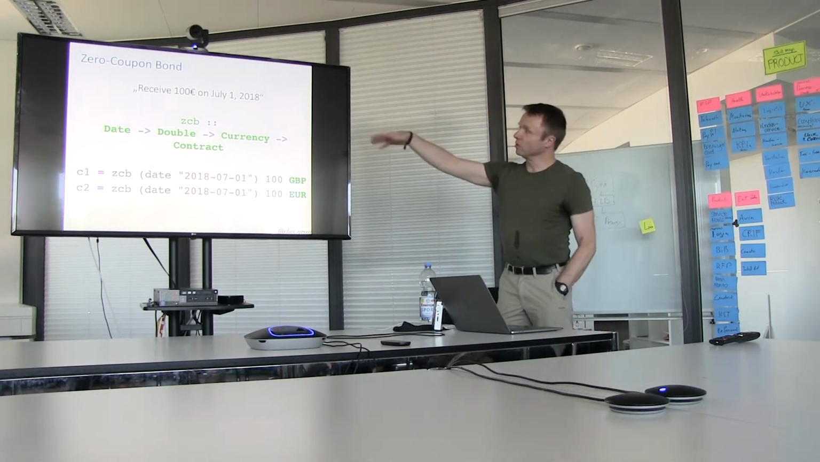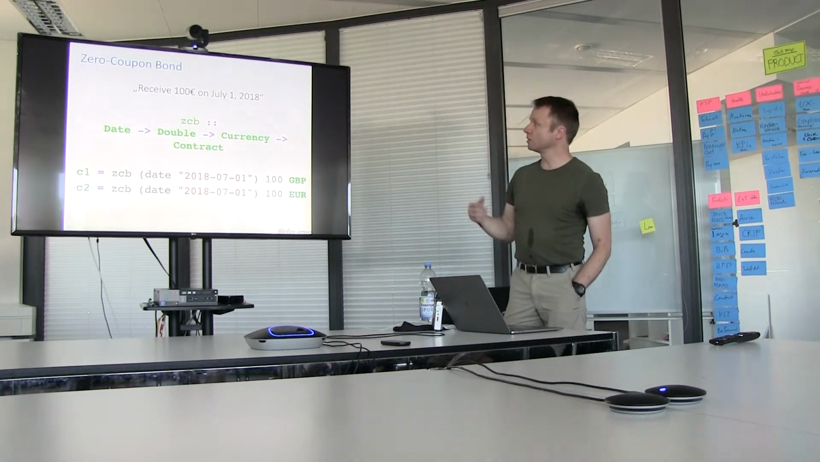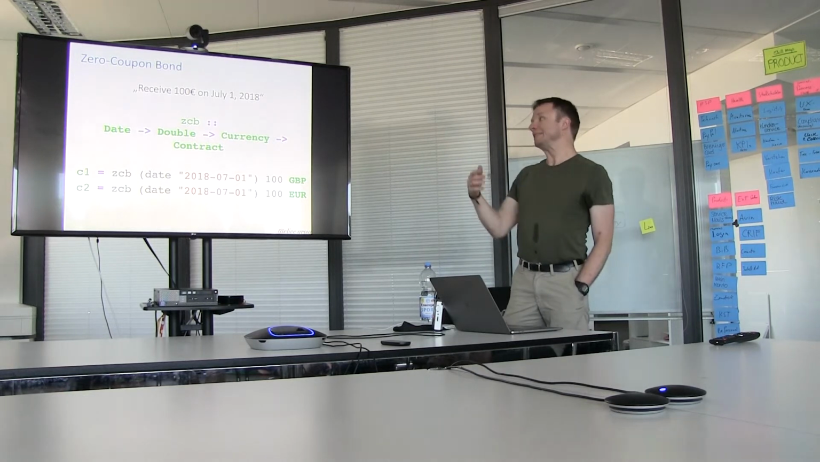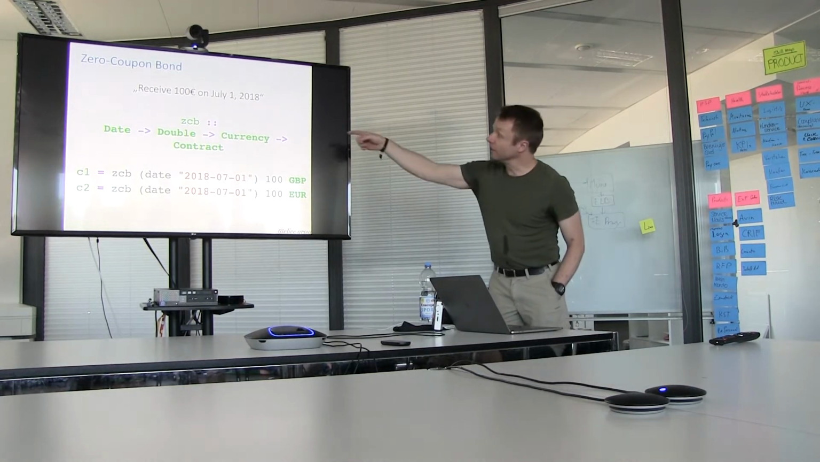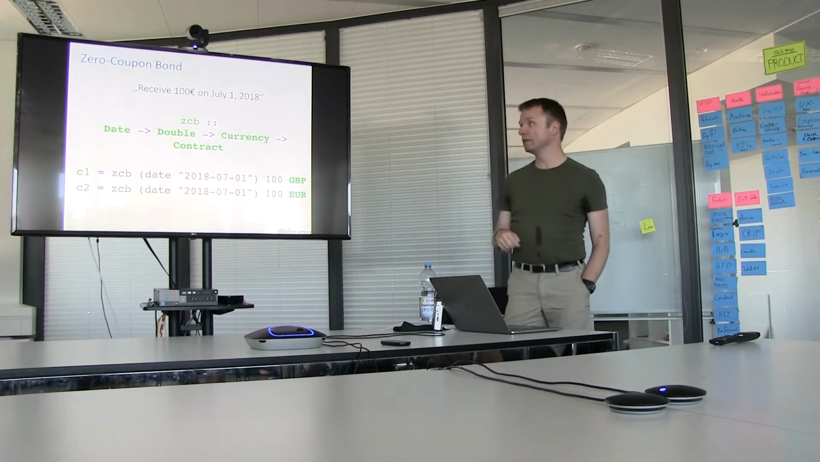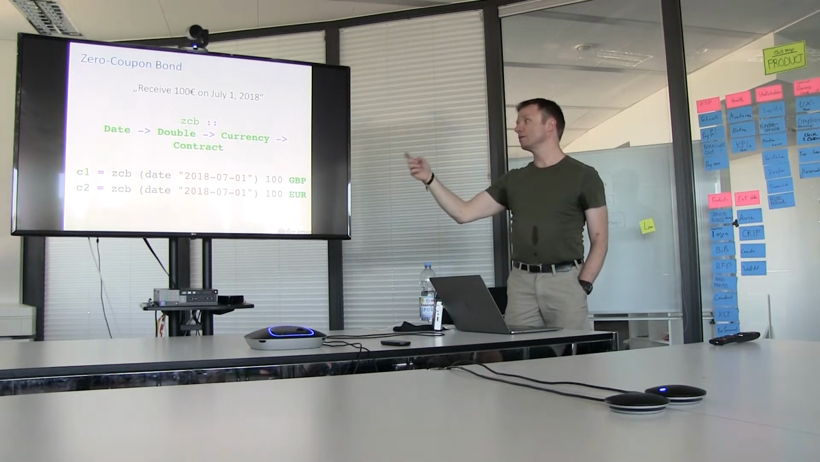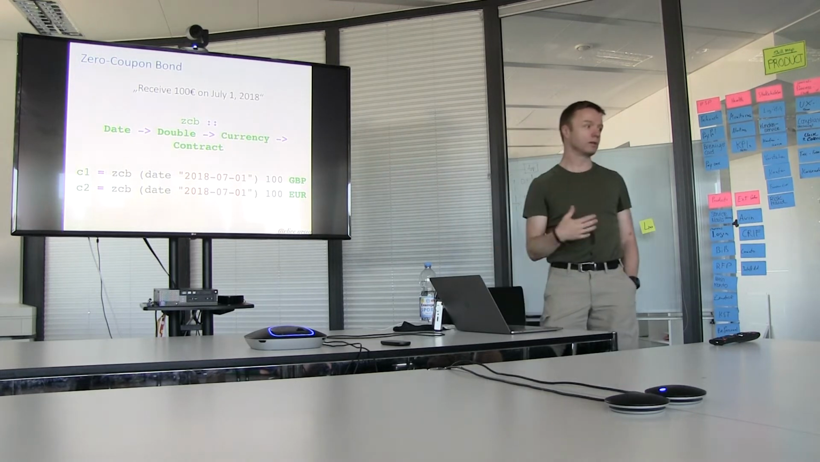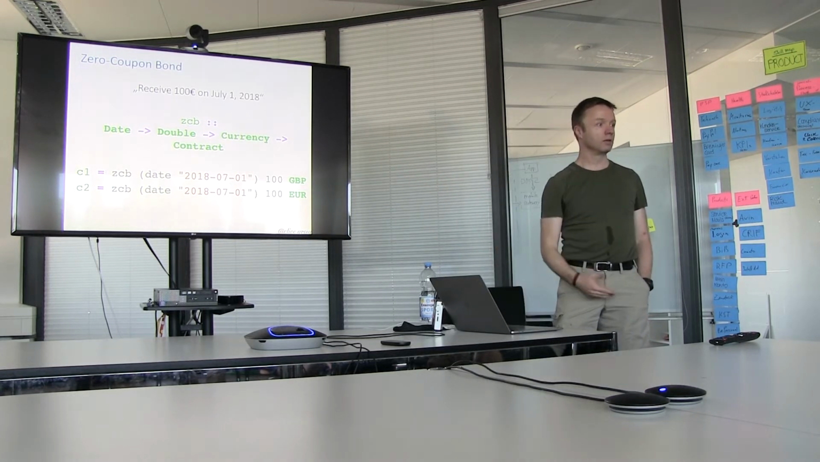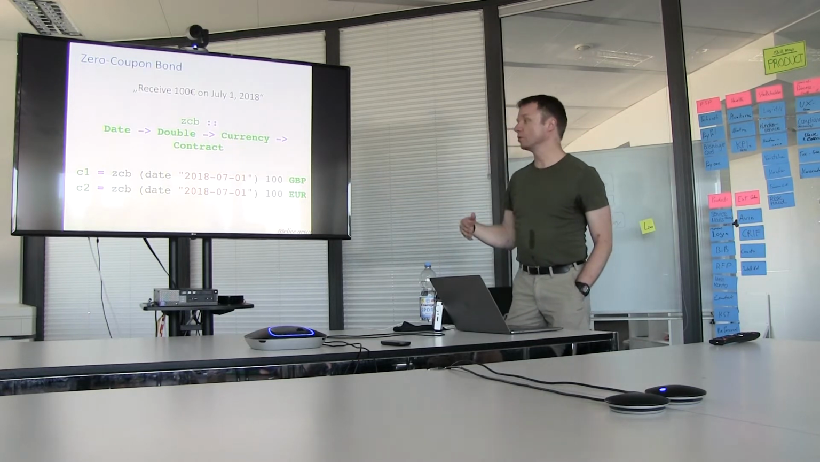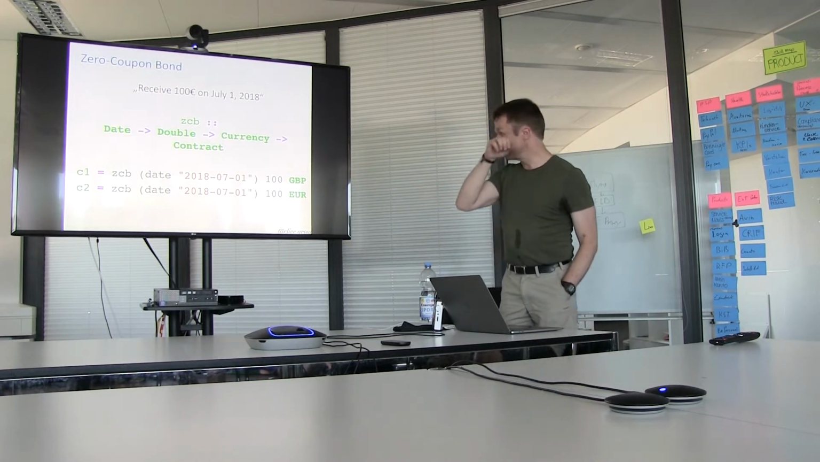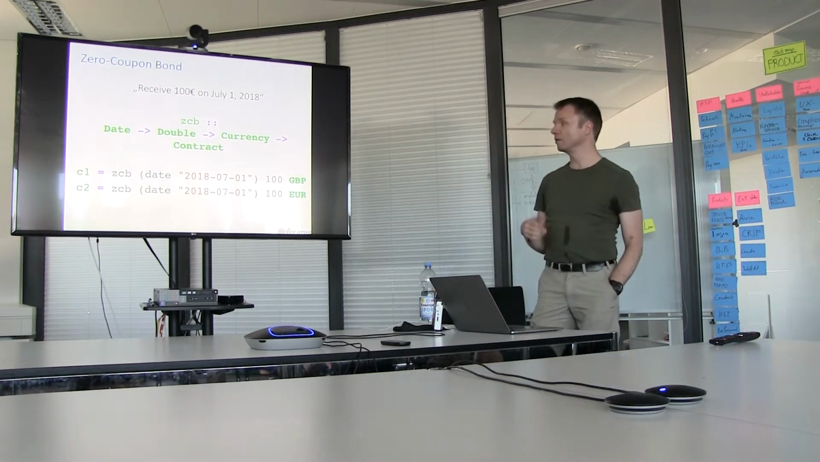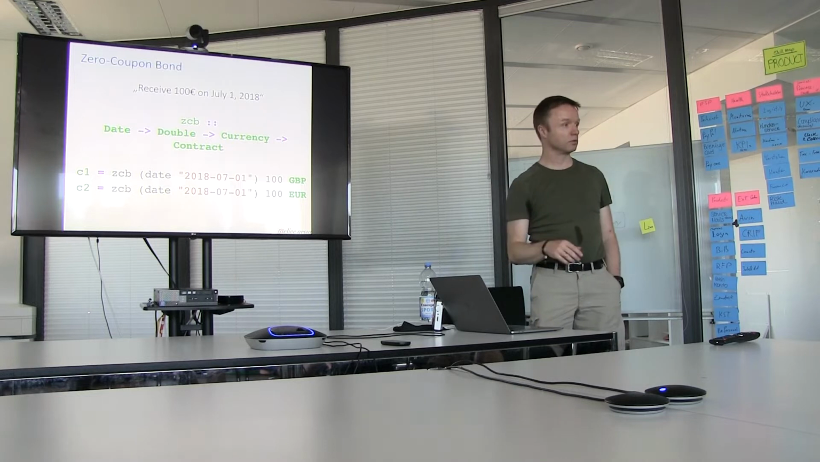And so if it says, receive 1,000 euros on July 1st, 2018, you might model this with a function called ZCB that takes in all the things that are variable in that sentence. So it takes in a date, takes in a double, which is the amount of money, and maybe a currency, and then it gives you a contract, right, between you and the bank. Okay, and here's 2 examples. So this one says, well, we have a contract that I will get on the 1st of July 100 British pounds maybe, and here's another contract that says I will get 100 euros also on July 1st.